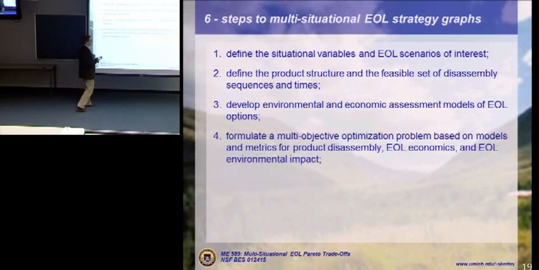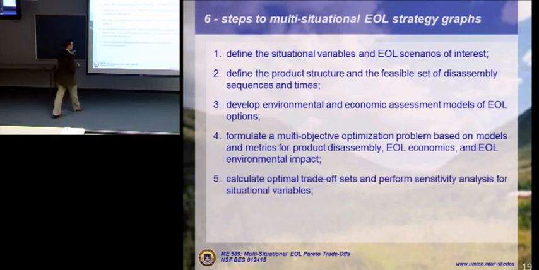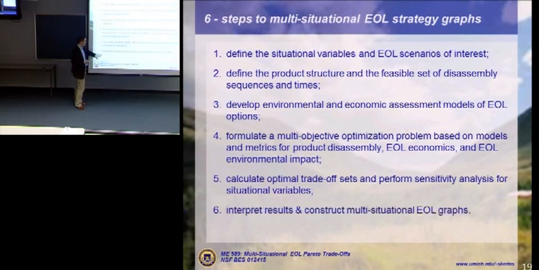Step 4 then is to pose this as a multi-objective optimization problem and develop metrics for disassembly time, which I've already talked about, your end-of-life economics, and your end-of-life environmental impact. All right, so you pose that, and I'll show you what the math looks like. Then you just go run the genetic algorithm, get your trade-off set, and try to interpret the results and make it graphical. Okay, so that's a 6-step process.